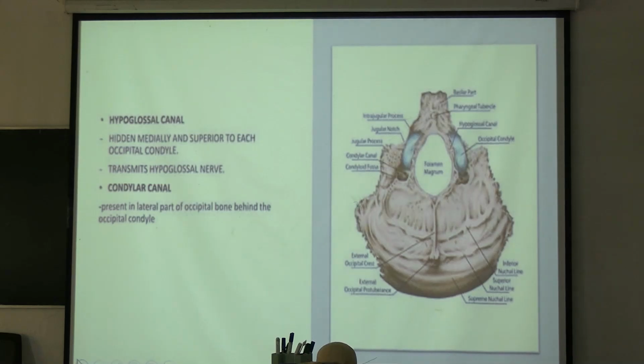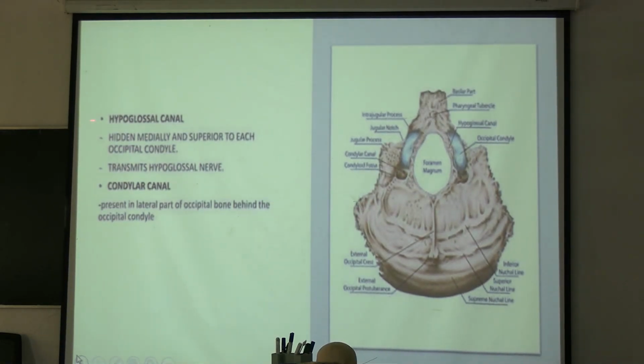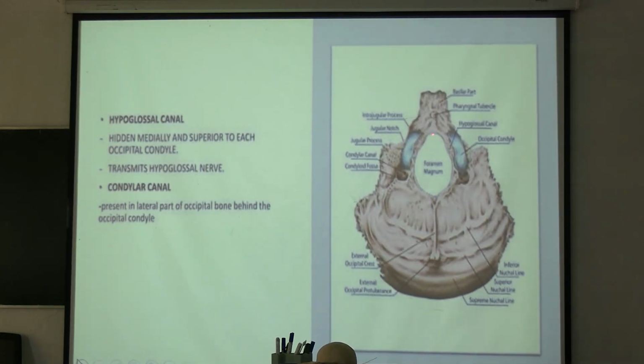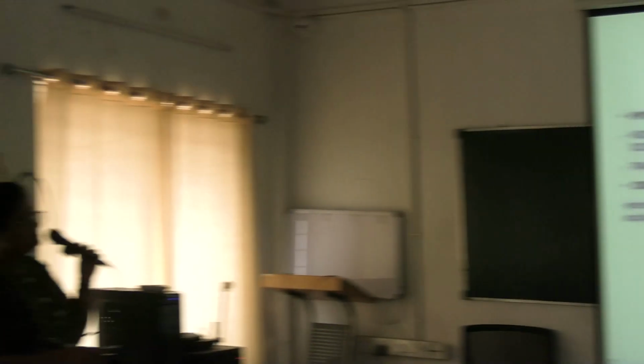Next is the hypoglossal canal. It is hidden medially and superior to each occipital condyle. Here is the location of the hypoglossal canal. These bluish colored ones are the occipital condyles. So this hypoglossal canal is superior to the occipital condyle, and it transmits the hypoglossal nerve, the 12th cranial nerve.